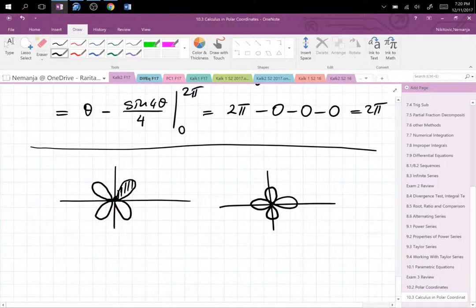Is it going to be traced from 0 to pi over 2? No. For cosine, to get the same petal and get the same answer, you have to go from negative pi over 4 to positive pi over 4. Now see, that's the problem right there. These things are not going to necessarily be traced for 1/4 of it, 0 to pi over 2.